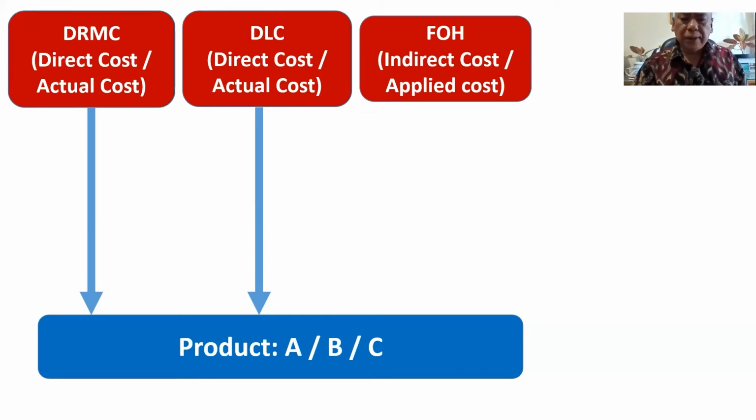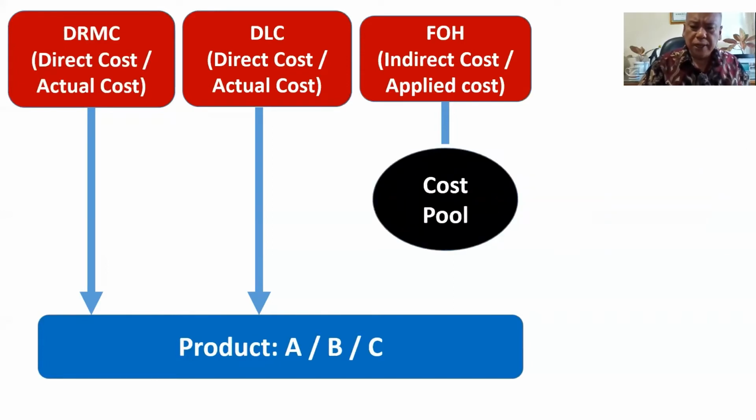know first about the cost pool. Actually, we first accumulate the factory overhead cost into a cost pool. After we accumulate the factory overhead cost in the cost pool, the cost pool costs will then be assigned to each kind of product using a cost driver.